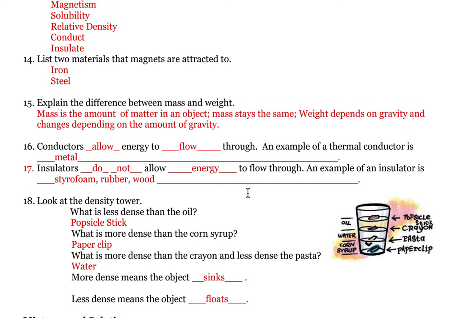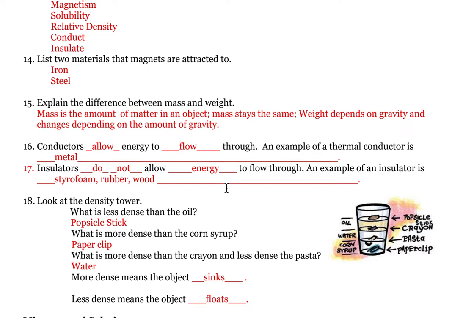Conductors. Let's talk about conductors and insulators on 16 and 17. Conductors allow energy to flow through. An example of a thermal conductor is metal. It heats up, it gets hot. Another good one is glass. If you are not sure if your answer is correct, ask your teacher.